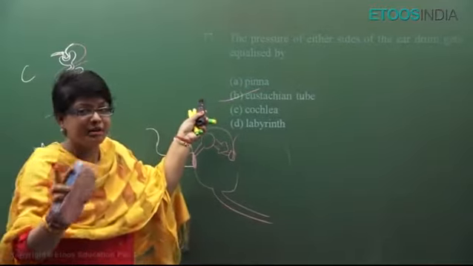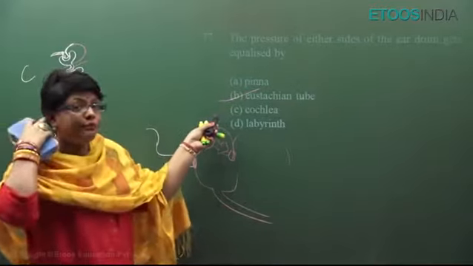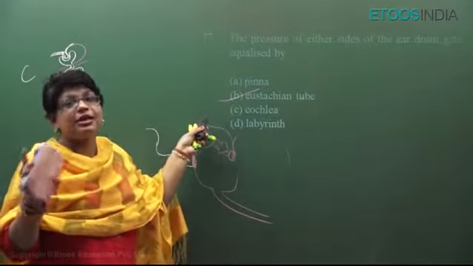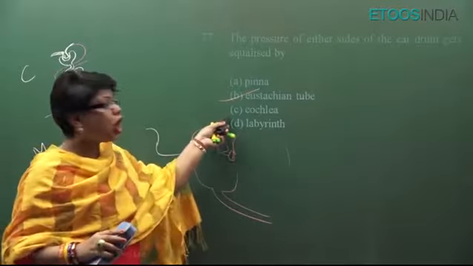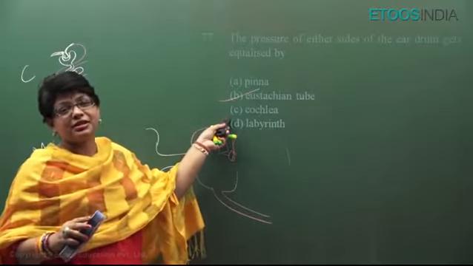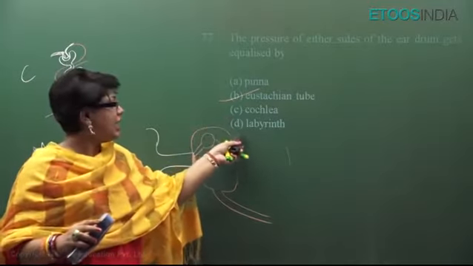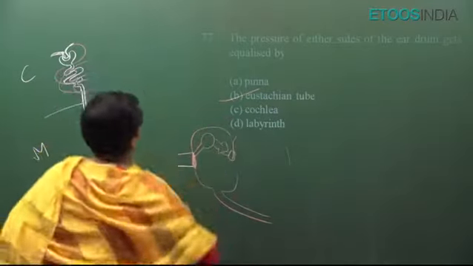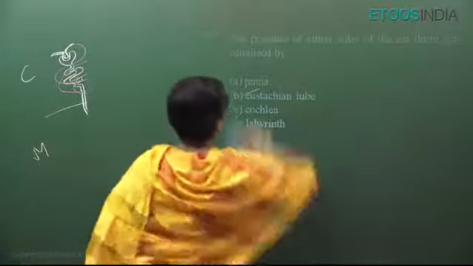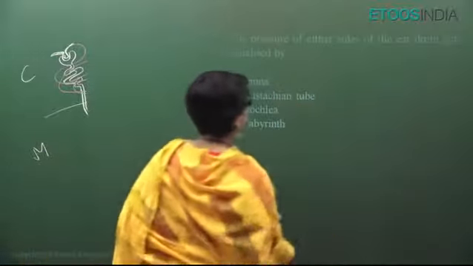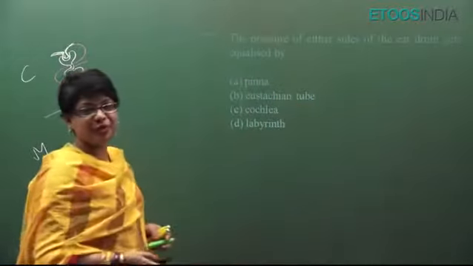Up till birds, pinna is absent, although human pinna muscles are vestigial. Cochlea is the part concerned with hearing in the internal ear. It is here where the organ of Corti lies, and labyrinth is the fluid filled part. The inner ear is called labyrinth. Here the answer is B.